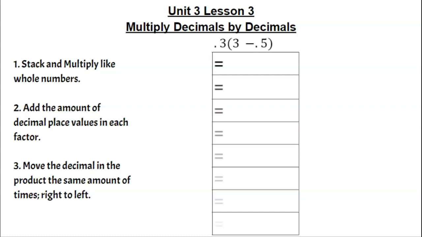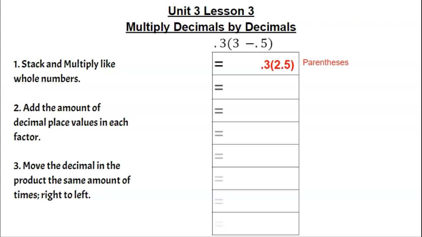Next, we have a little bit of a PEMDAS situation. We need to follow our order of operation. First, we take care of our parentheses. 3 minus 5/10 gives us 2 and 5/10, and our 3/10 stays outside the parentheses.